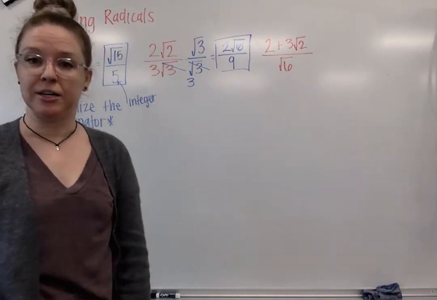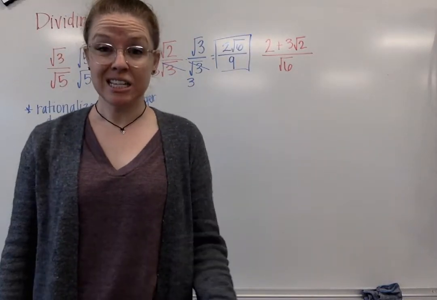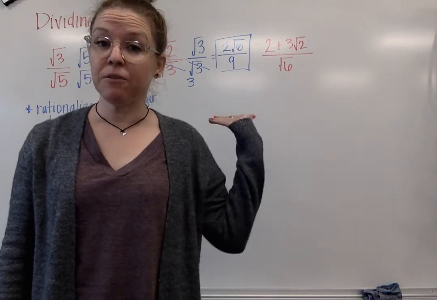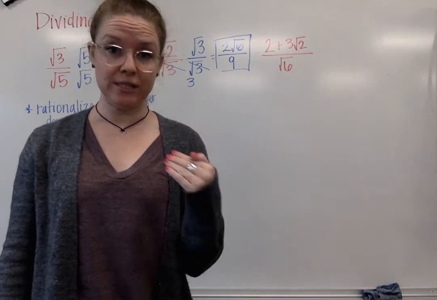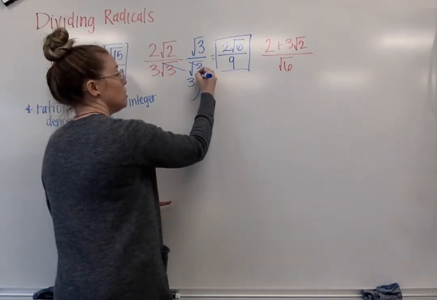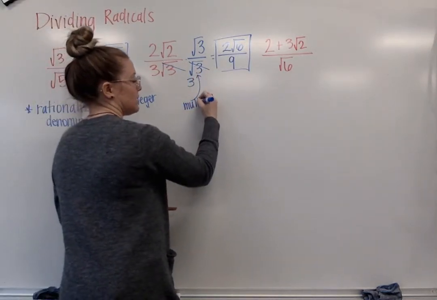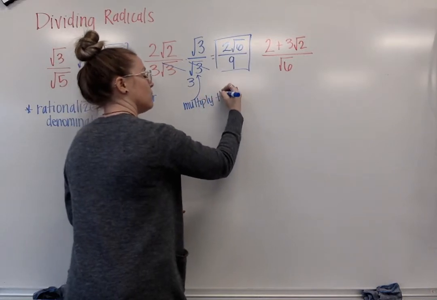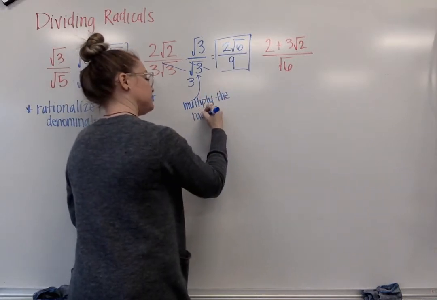Rationalize the denominator. Done. That's all it is. It's not too bad. We might have to simplify. Always check to see if we simplify. But our goal is to rationalize the denominator. And really what we're doing there is we multiply the radical by itself.